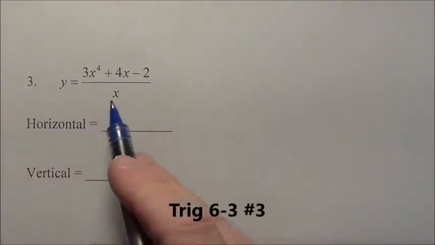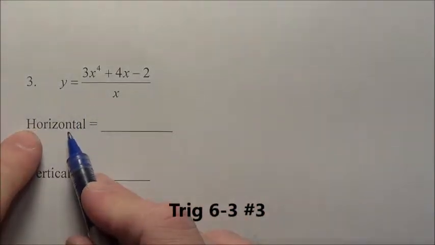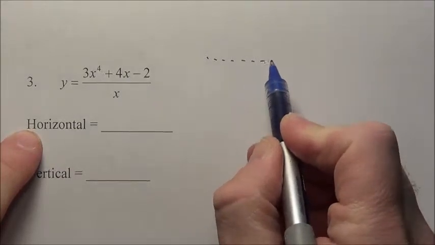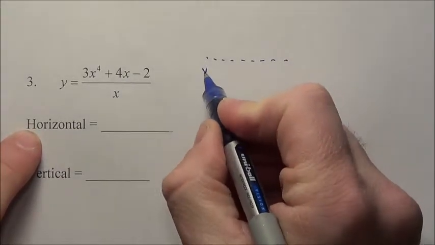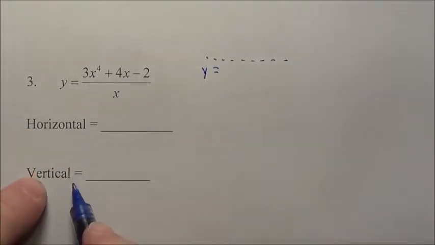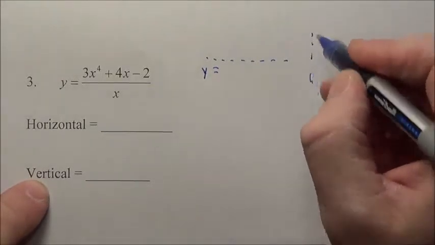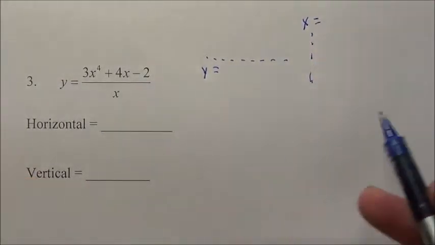Here's problem 3 with our equation. We want to figure out the horizontal asymptotes. Remember, those are asymptotes that go across this way, horizontally. Those are always going to be y equals. And we want to figure out the vertical, that's up and down. That's always going to be x equals. And let's see if they have any.